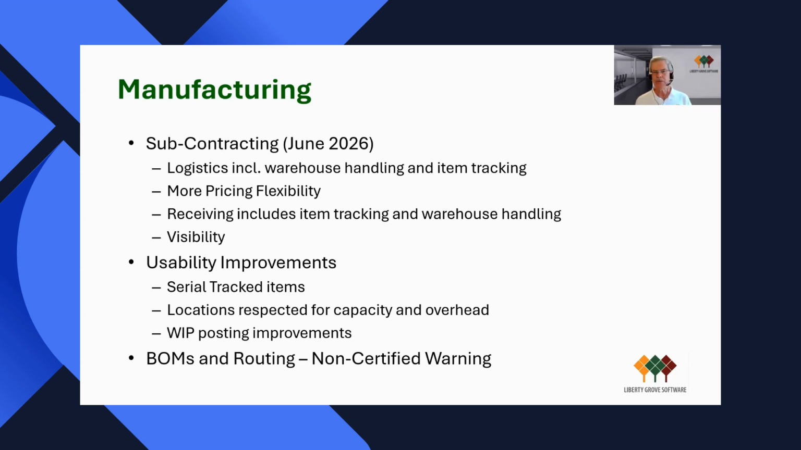Some general usability improvements, serial tracked items. Okay, what would this be? Well, when you are reporting production and you're manufacturing serialized items, and maybe you're going to make 10 of them, traditionally what would happen if you use the output journal or the production journal, Business Central would say quantity 10, and then you had to drill down and put in 10 item tracking lines, one for each serial number, return and post the transaction. And same thing in both cases, the output journal and the production journal.